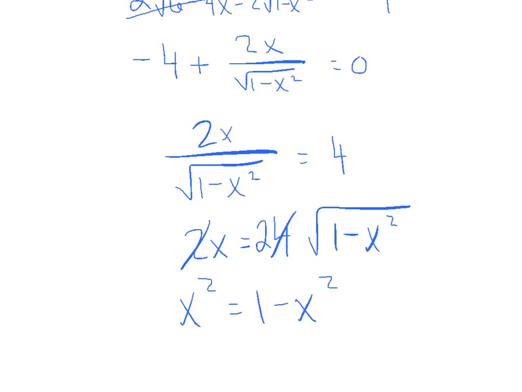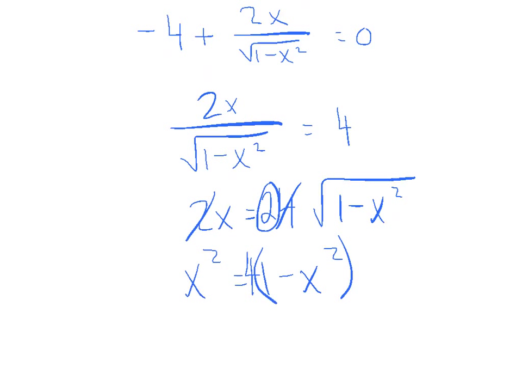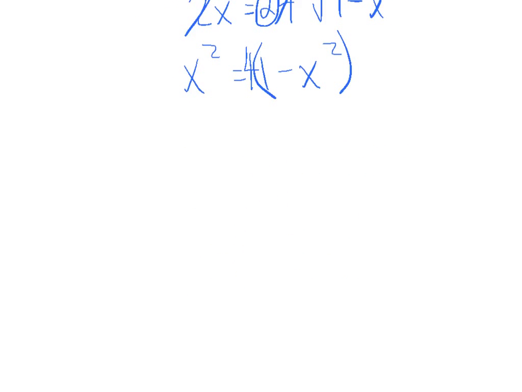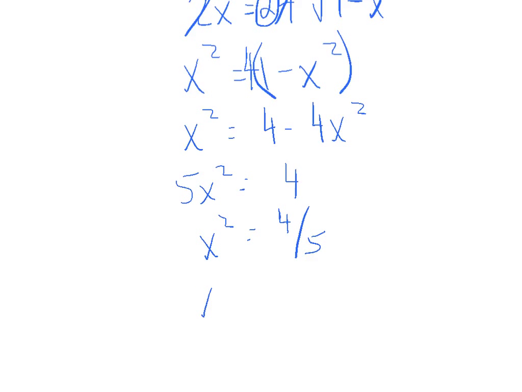Oops, I think I just forgot about the 2 that was on the outside. That 2 that was right here becomes a 4. So now all I'm going to do is distribute the 4 and then we'll just combine some like terms. 4 minus 4x squared. 5x squared equals 4. x squared equals 4/5. Man, some really intense algebra here, huh? Took the square root, I got plus or minus 2 over radical 5. Again, I'm in the first quadrant, so I'm going to automatically reject that negative value.